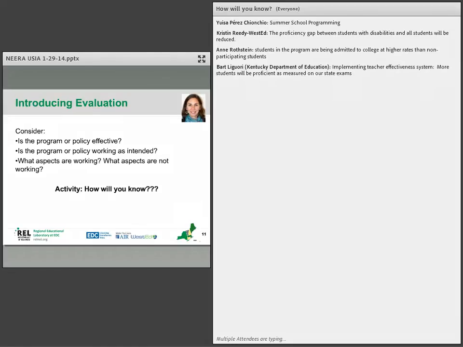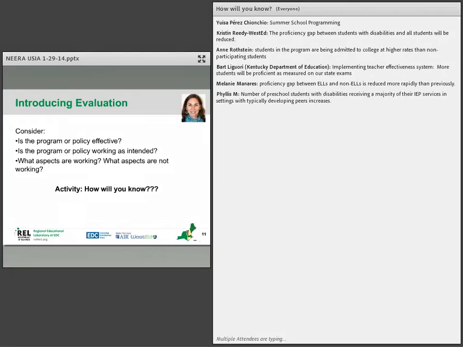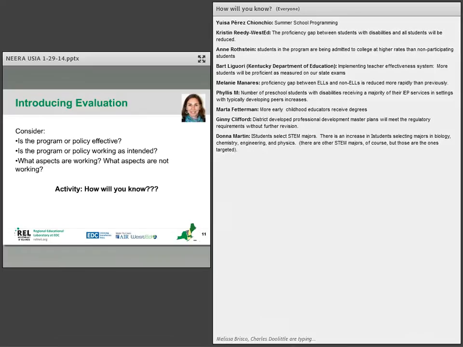I see here one from Kristen Reedy, that the proficiency gap between students with disabilities and all students will be reduced. So that's very concrete evidence of the success of a program. Students in the program are being admitted to college at higher rates than non-participating students, so that must be a program about building college readiness. Here's one about implementation of a teacher effectiveness system, where how you would know you're being successful is students will be proficient as measured on state exams, so more students becoming proficient. That is an interesting one that we think about a lot in terms of the links between educator effectiveness and outcomes for students, and that would be a long-term piece of evidence that you're being successful.